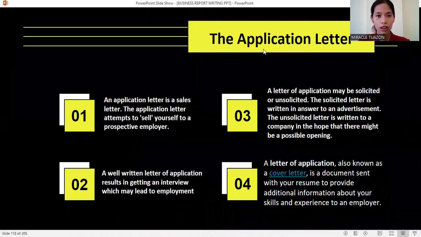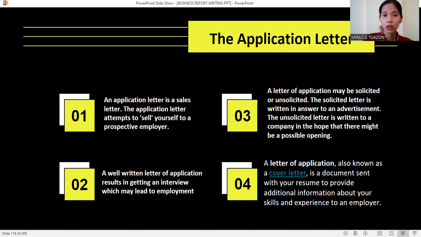Basically, an application letter is a sales letter wherein you are selling yourself in a way that you are writing and presenting your skills, your abilities, and services that you can offer to your prospective employer. Next one, a well-written application letter results in getting an interview, which may lead to employment. In other words, an application is a way or a key that can make or break your career.